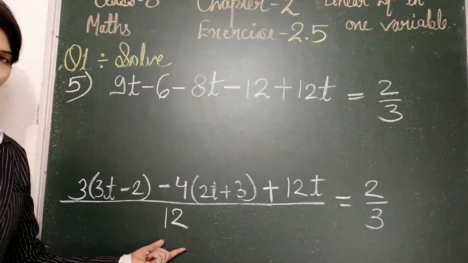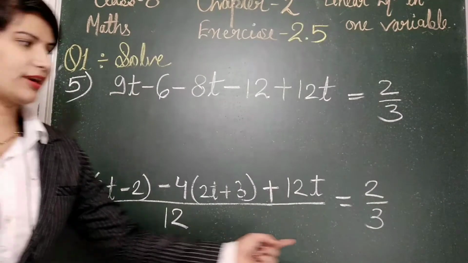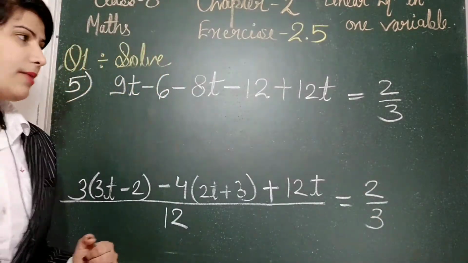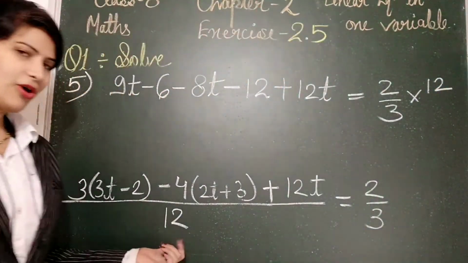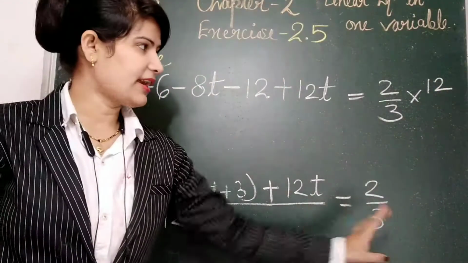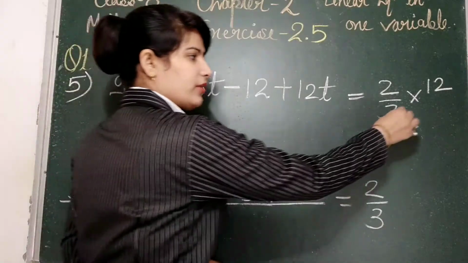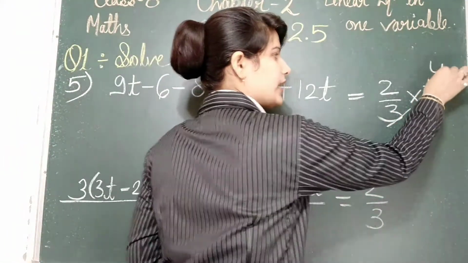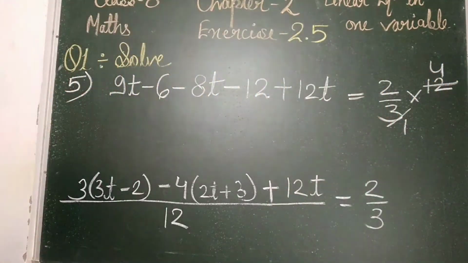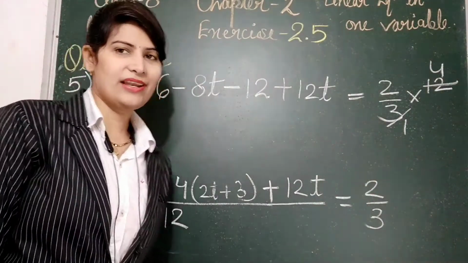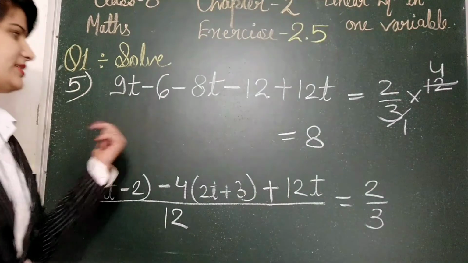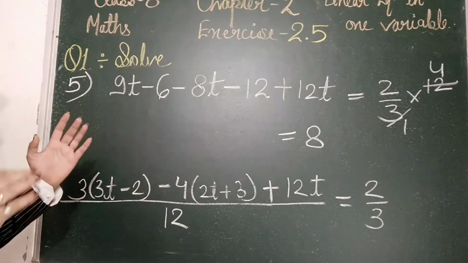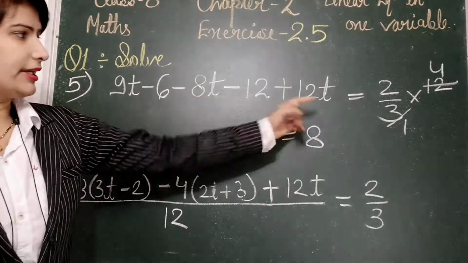And what about the 12? 12 will transfer to the right hand side. It will become multiply 12 because it is in the form of division. So transfer it to that side. Now 3 1s are 3, 3 4s are 12, 4 2s are 8. So we know the right hand side value is 8. Now solve the left hand side first.